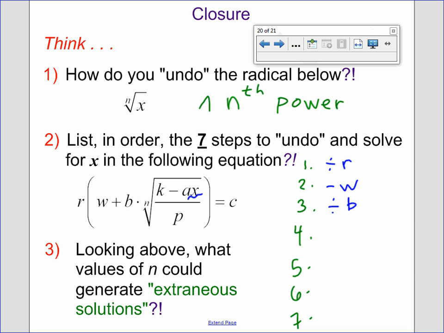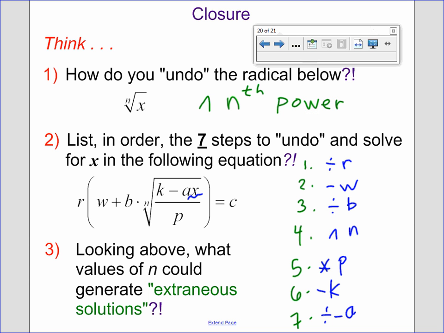Now we have the radical alone. How do we undo an nth root? What do you do procedurally to undo an nth root? Ben C: Raise it to the nth power. Absolutely. I'll write that as raised to the nth power. Thank you. After I've undone the radical, I need to get rid of the fraction. It's divided by p, so I need to multiply by p. I'll write that with an asterisk: times p. Now I've got the quantity k minus ax alone, so we subtract k. And lastly, to get the x by itself, I'll divide by negative a. Dividing by negative a is my final step. Now we get the x alone.